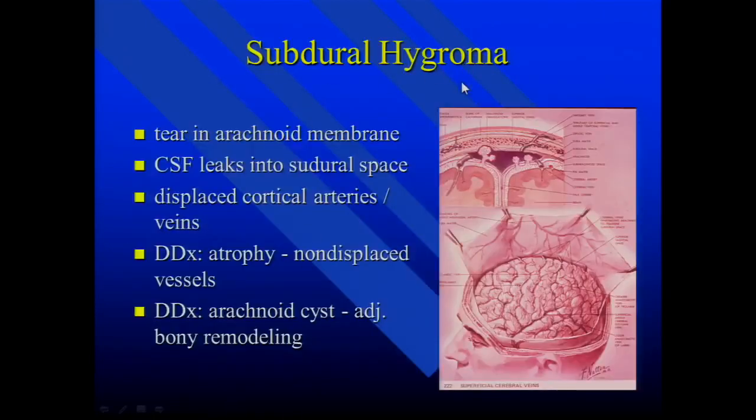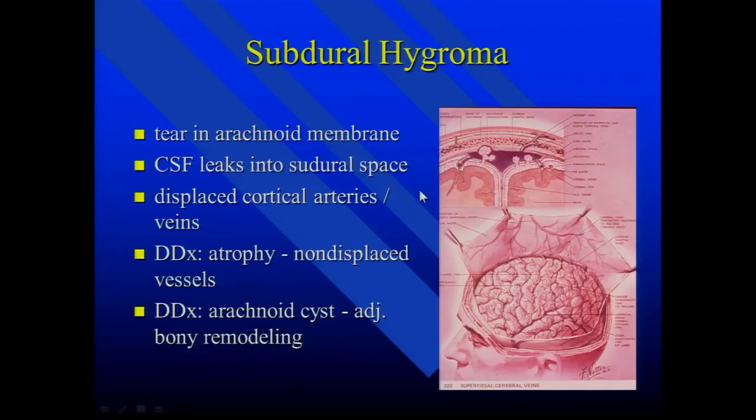Okay, subdural hygroma, which I said is very different than hematoma. This is from a tear in the arachnoid. This is where CSF goes from the subarachnoid space into the subdural space. This is not a hemorrhage. People call chronic subdural hematomas subdural hygromas, and that's completely wrong.